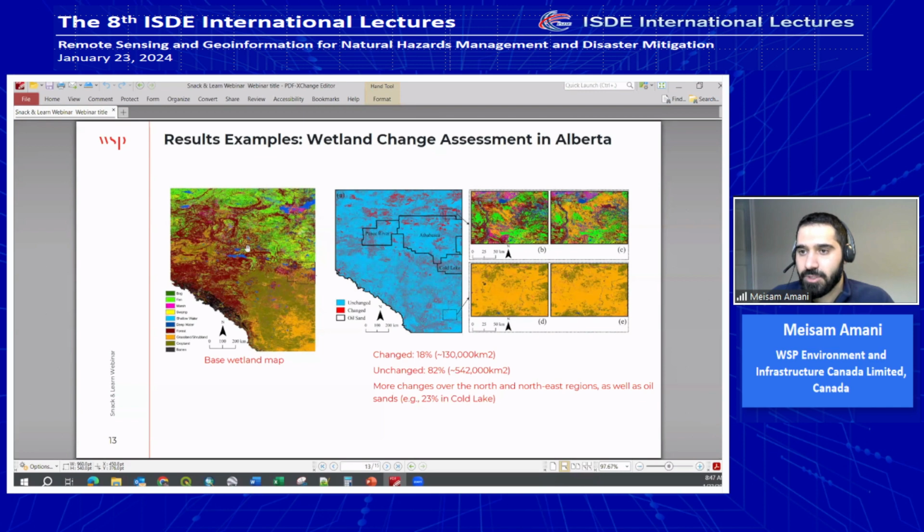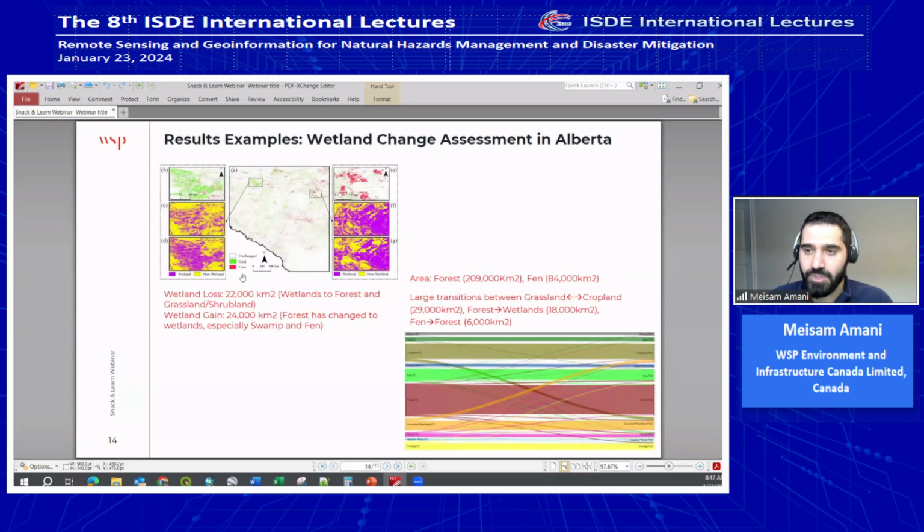My final slide also shows some extra results, showing gain and loss in wetland. Green shows gain, which means that wetland has increased over the past 40 years, for example, changing from forest to wetland, and red shows wetland loss, which means that wetlands decreased from 1980 to 2022. This is mainly because, for example, some fen has changed to forest area. And this is also the transition between different classes, for example, bog and fen, and how they transitioned from one class to another from 1980 to 2022.